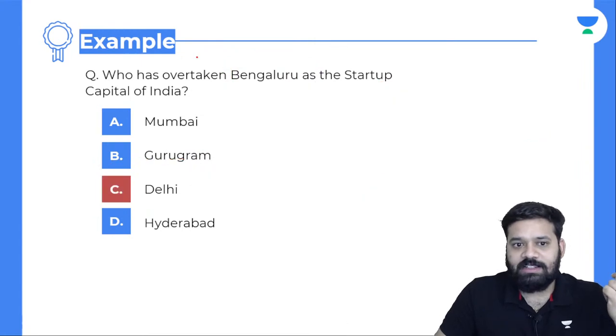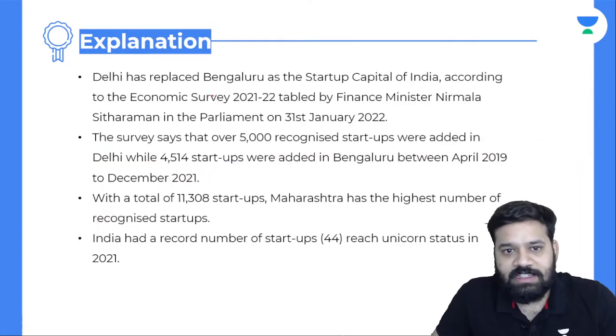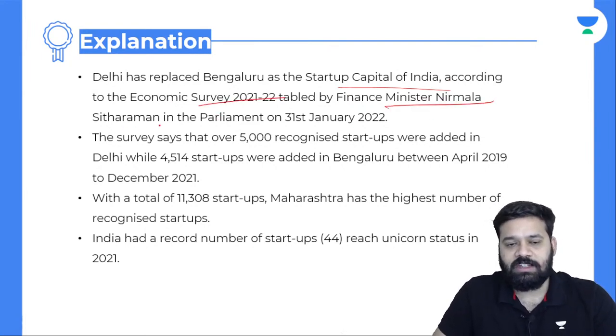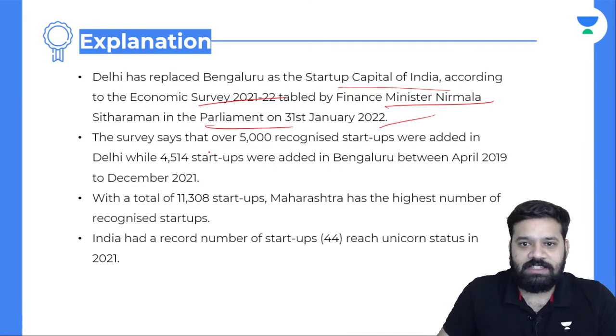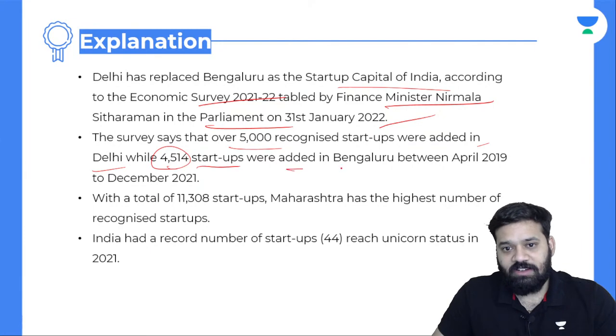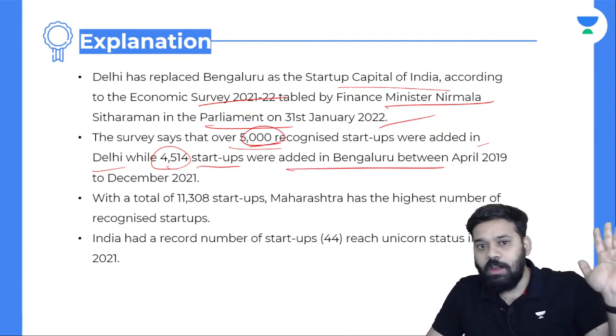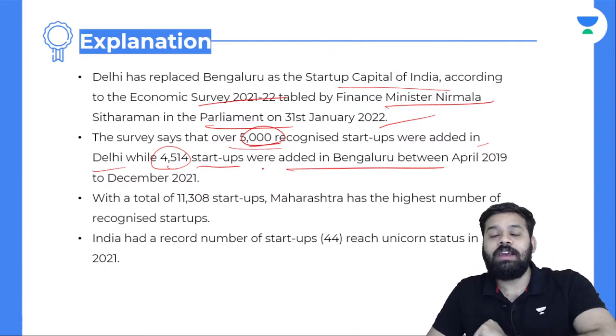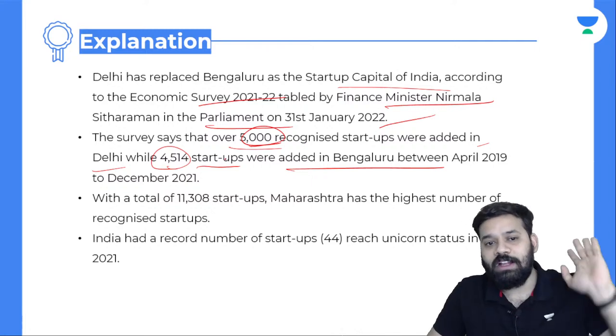Yeah, the right answer here is Delhi. Delhi has replaced Bengaluru as the startup capital of India according to the Economic Survey 2021-22 tabled by Finance Minister Nirmala Sitharaman in Parliament on 31st Jan 2022. The survey says that over 5,000 recognized startups were added in Delhi, while 4,514 startups were added in Bengaluru. I have told you, it is just the number. The number of startups is more, but the amount of funding that Bengaluru startups have got is much more than what Delhi has got.